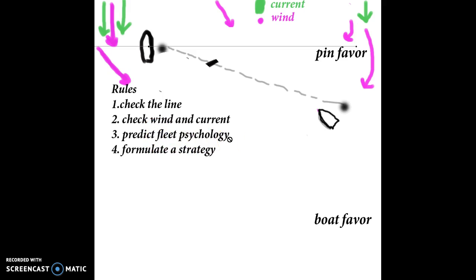Rule 3, predict fleet psychology. Well, you have to understand that in a smart fleet, everyone else is doing all of these same things as well. Okay, so they're all likely to come up with the same strategy. We're all going to win the pin, dig into the left pressure, take the first lefty to the right side, and get some current relief, right?